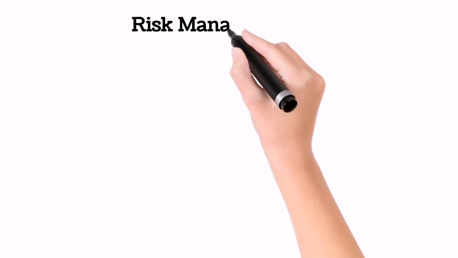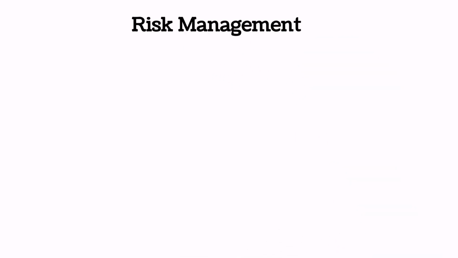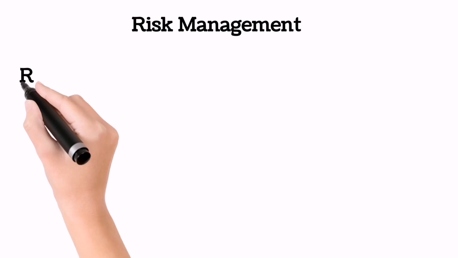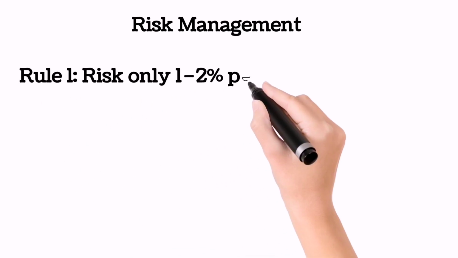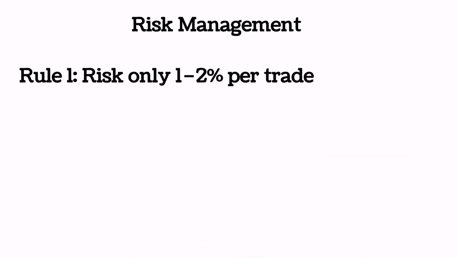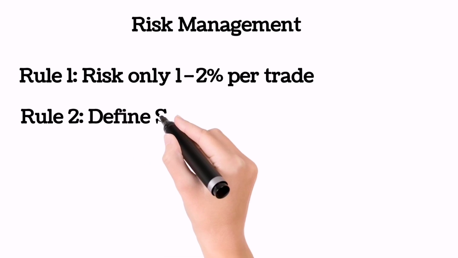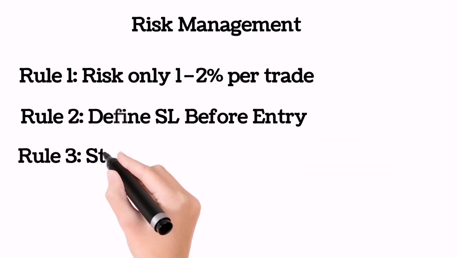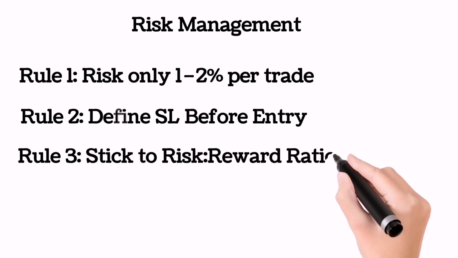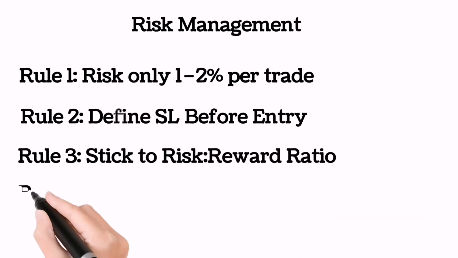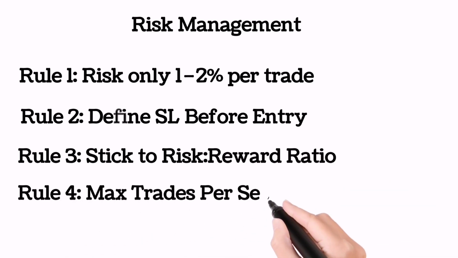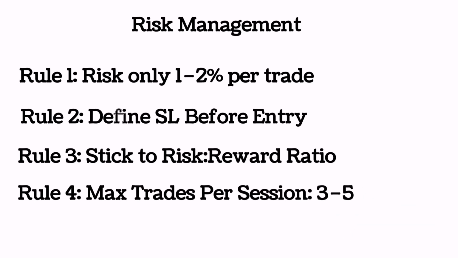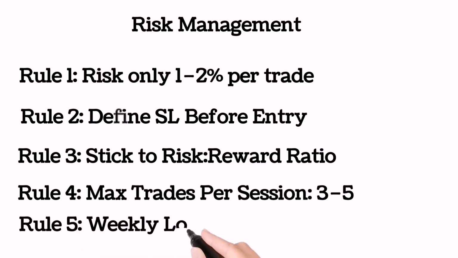Risk management. Rule 1. Risk only 1–2% per trade. A $1,000 account equals max $10 to $20 risk per trade. Rule 2. Define SL before entry. Always know your loss before entry. Rule 3. Stick to risk-reward ratio, minimum 1 to 1.5 or 1 to 2.